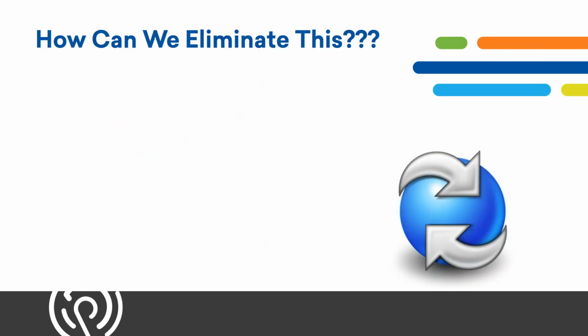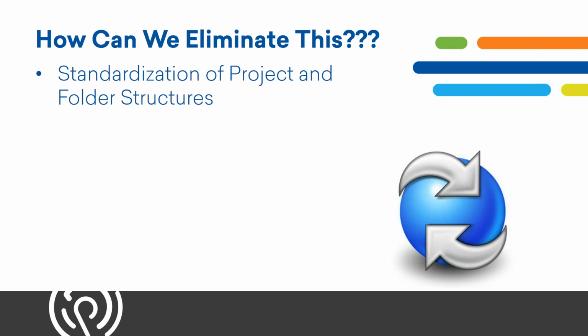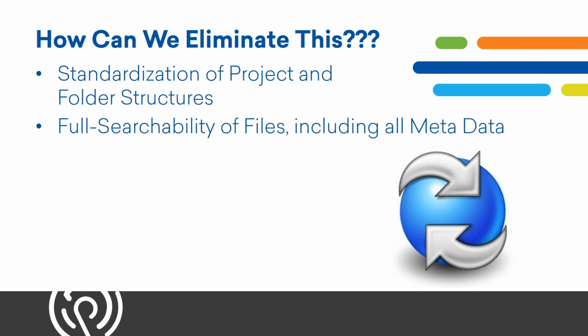So how can we eliminate this? Well, what we're going to look at today is how PDM can automate the standardization of project and folder structures, and how it can allow for full searchability of all files, including by all metadata. So in these 2 examples, it's going to be faster and easier to create those standardized structures, and we're going to be able to find the right files very quickly based on searchability. And of course, the example I'm going to show you today is in SOLIDWORKS PDM. So we'll take a look at it right there. Two quick examples, so let's jump right into it.